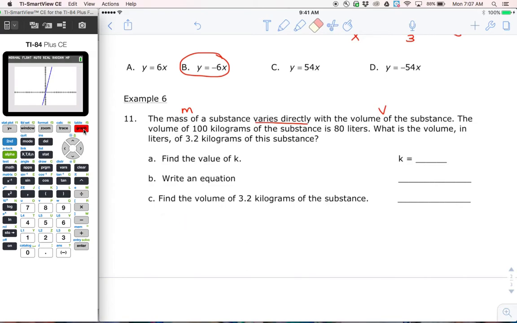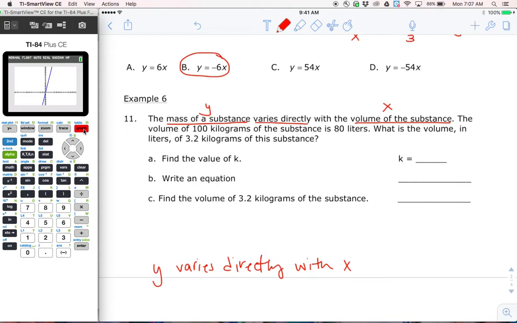You know what? Let's think about this a little bit of a different way. Do you remember how we always say y varies directly with x? That's our phrase, right? Y varies directly with x. So instead of calling this M and V, the y is going to come first. So the mass of a substance we're going to call y. The volume of a substance we're going to call x, right? Y varies directly with x.